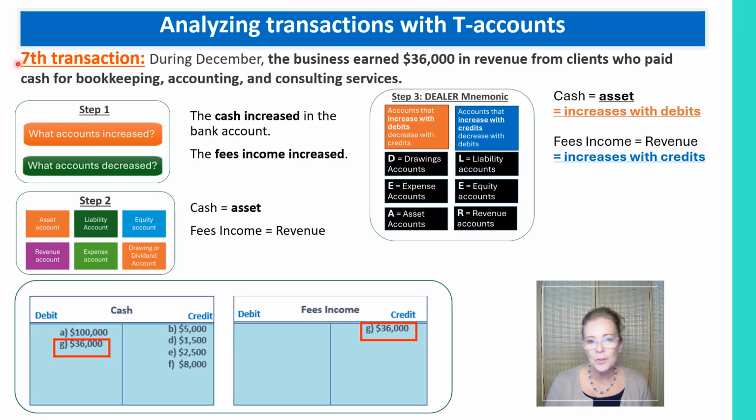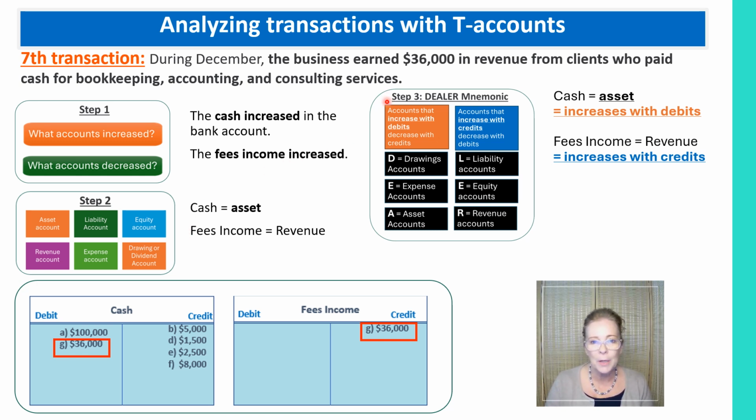In the 7th transaction for Eli's Consulting Services, the business earned $36,000 in revenue from clients who paid cash for bookkeeping, accounting, and consulting services. When we analyze this transaction using the accounting equation, we said that the business's cash increased because the business now has more cash and fees income also increased. In step 2, we ask what kind of accounts are cash and fees income. Cash is an asset and fees income is revenue. Okay, so assets and revenue are impacted.